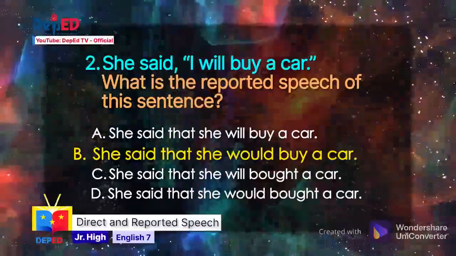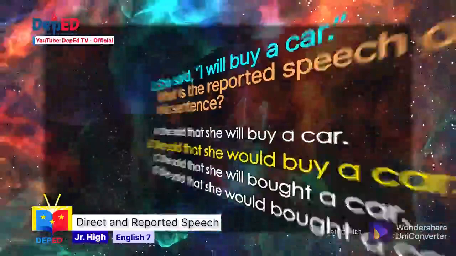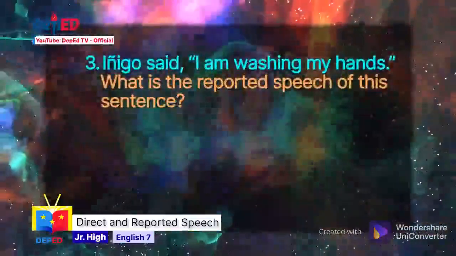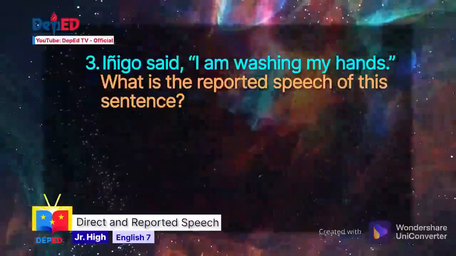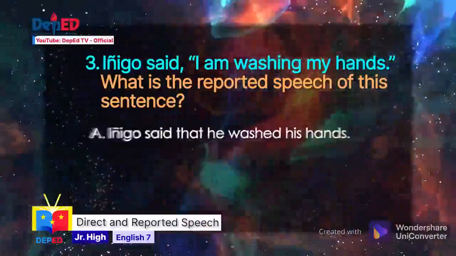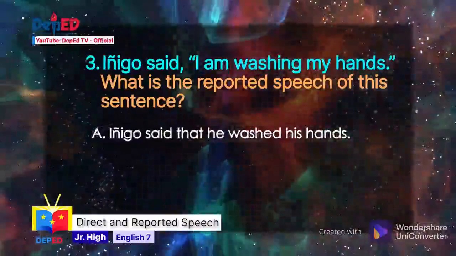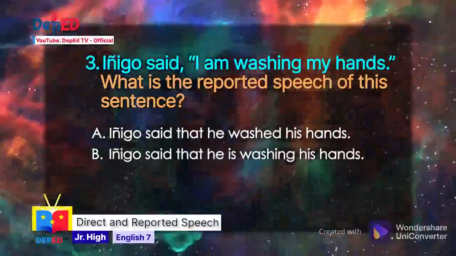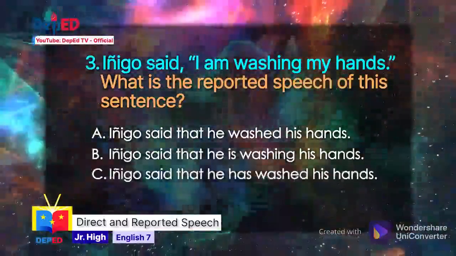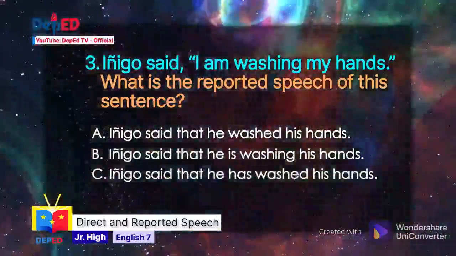Number 3. Inigo said, "I am washing my hands." What is the reported speech of this sentence? Letter A. Inigo said that he washed his hands. Letter B. Inigo said that he is washing his hands. Letter C. Inigo said that he was washed his hands. Letter D. Inigo said that he was washing his hands.